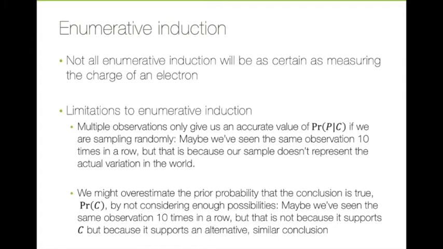So for example, we might observe that 10 swans in a row are white, but that might be not because 100% of swans are white, but actually because 95% of swans are white. And if we don't consider that alternative conclusion, that 95% of swans are white, we might overestimate the support our observations offer for the conclusion we're considering. So we might overestimate the support 10 observations offers for the conclusion that all swans are white, because there is this alternative conclusion that is also pretty well supported by that limited number of observations.